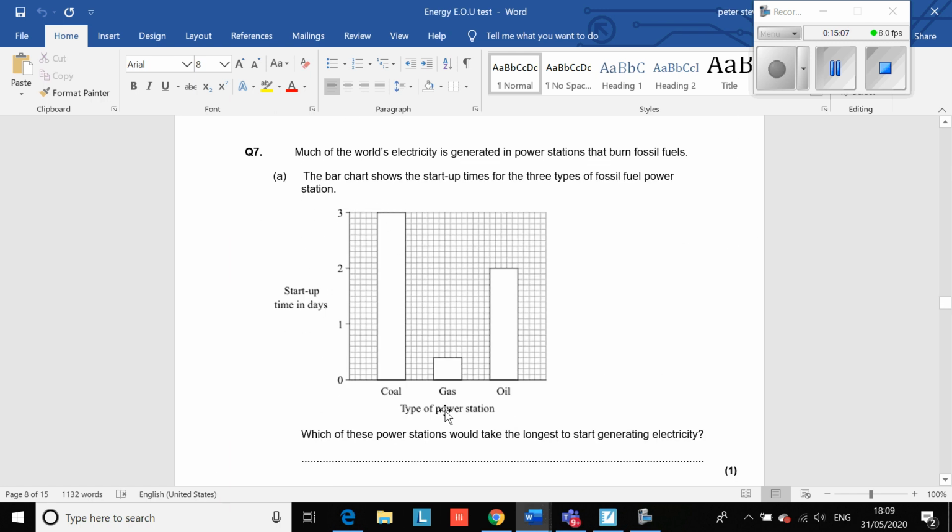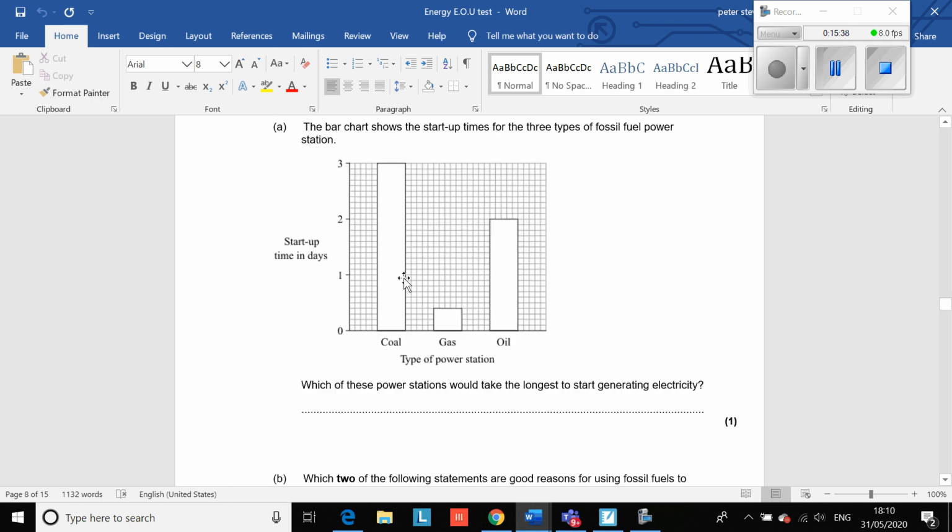Question 7. Much of the world's electricity is generated in power stations that burn fossil fuels. The bar chart shows startup times for these types of fossil fuel power station. So coal obviously takes 3 days to get going. Gas, just about half a day, maybe, a few hours. And the oil takes a couple of days to get going. Which of these power stations take the longest to start generating electricity? Obviously, 1 mark would be the coal.